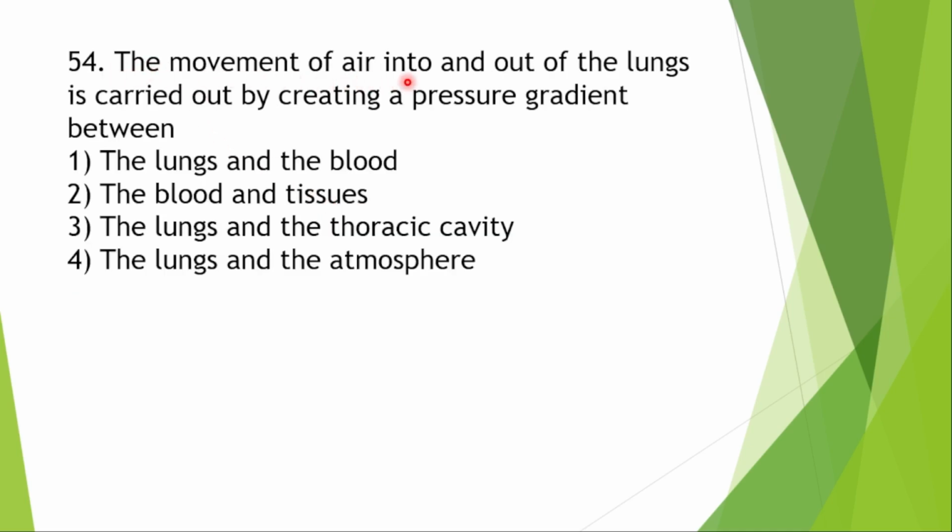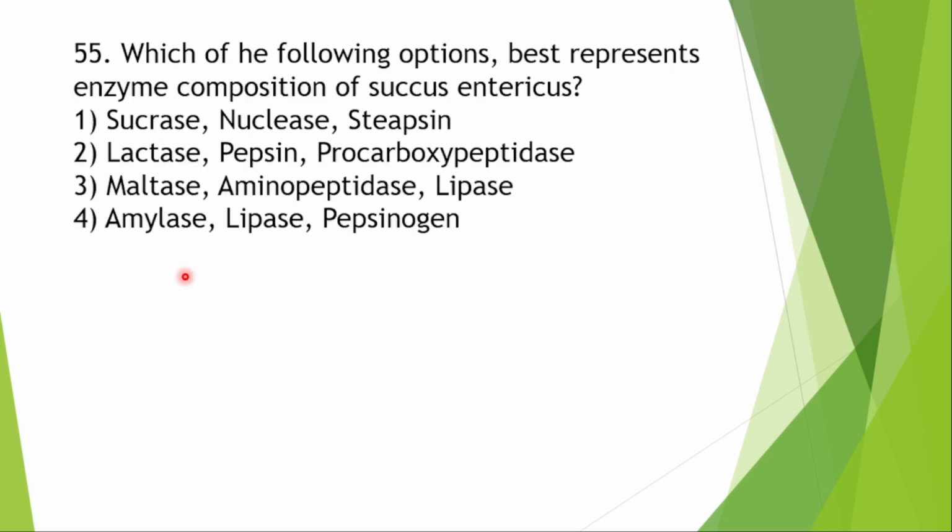54. The movement of air into and out of the lungs is carried out by creating a pressure gradient between the lungs and blood, blood and tissue, the thoracic cavity and lungs, lungs and atmosphere. The right option is option 4.